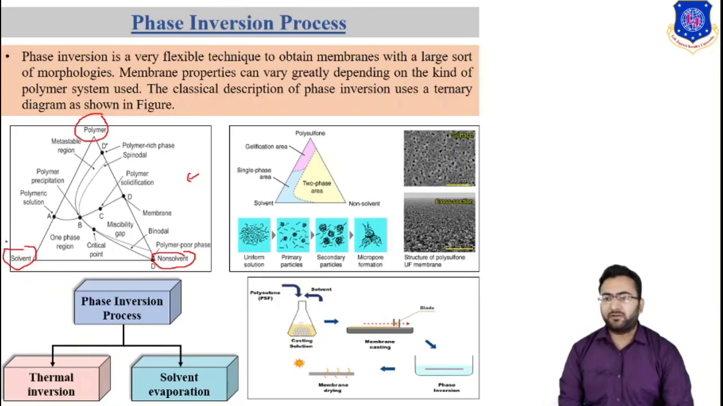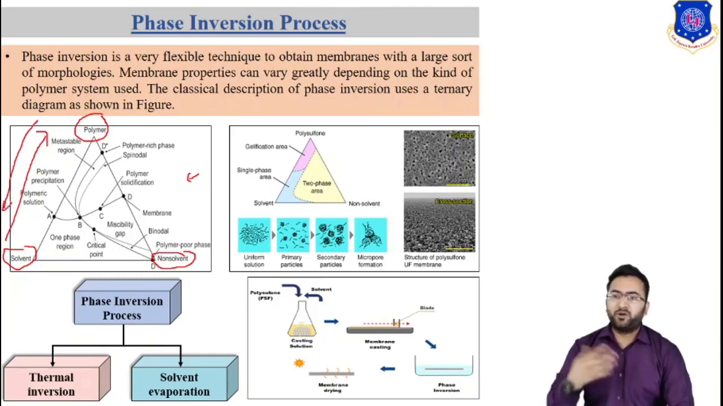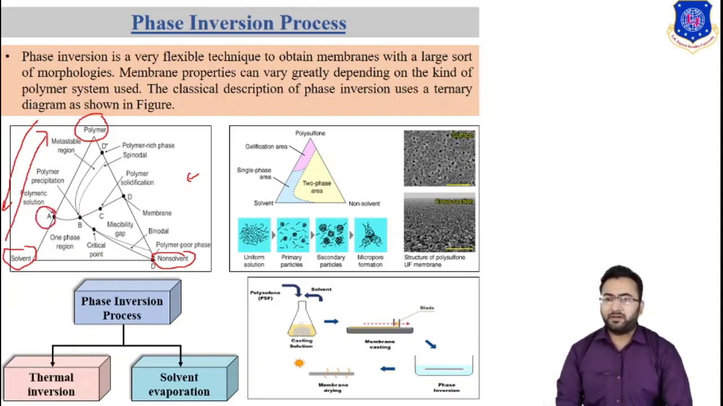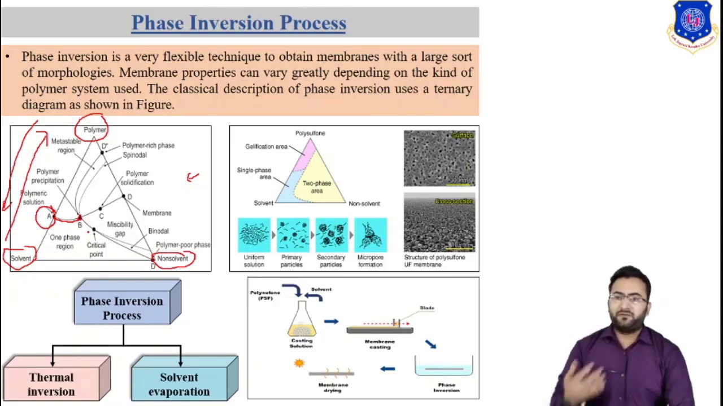If we go from the solvent side to the polymer side, the mole fraction of polymer increases and the mole fraction of solvent decreases. If we go from the polymer side to the solvent side, the mole fraction of polymer decreases and the mole fraction of solvent increases. To manufacture a membrane, the polymer and solvent are required. So let's suppose this point A. At this point, there is a mixture of polymer and solvent. Now, if we go from point A to point B, this one phase region converts into a two phase region, in which there is one phase of the polymer and a second phase of the solvent.